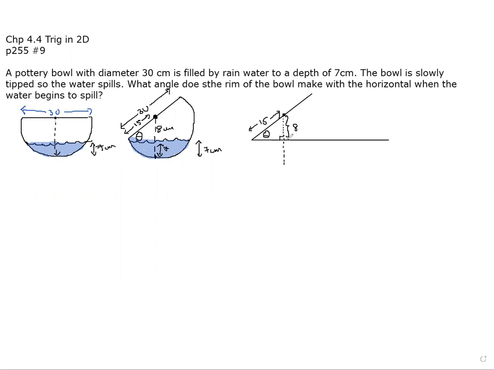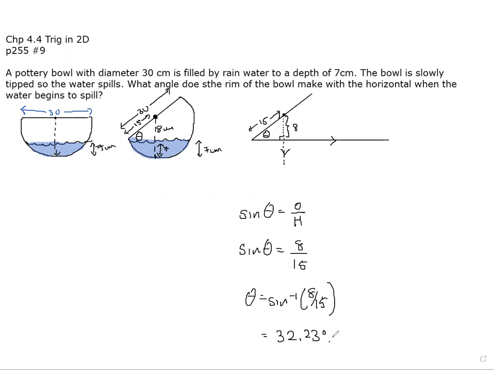Because this is a perfect vertical and this is a perfect horizontal, you can say that that's 90 degrees. I have a 90-degree triangle. 8 is the opposite side. 15 is the hypotenuse with reference to theta. Opposite over hypotenuse is the sine ratio. So sine theta is equal to 8 over 15. Theta then is inverse sine of 8 over 15, which I'm going to be careful here. Inverse sine. The angle is going to be 32.23 degrees.